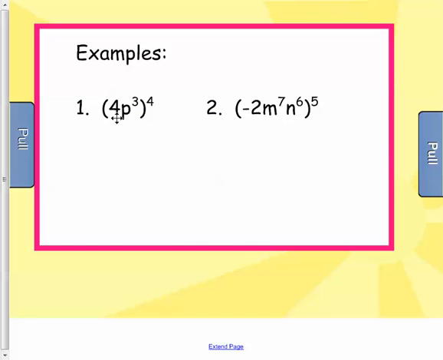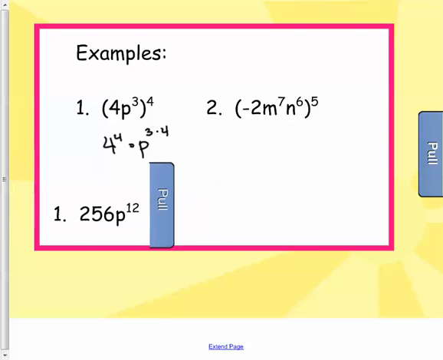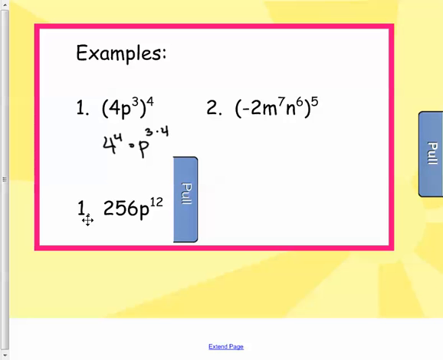Okay, so first we've got 4p cubed to the 4th power. The first step is to think of the 4 as being to the 4th power times the p being to the 3rd and the 4th power. So when we do this, we get 256p to the 12th power.